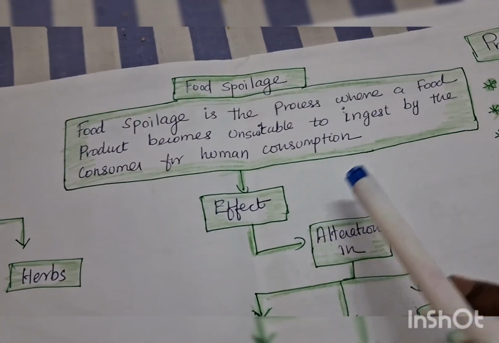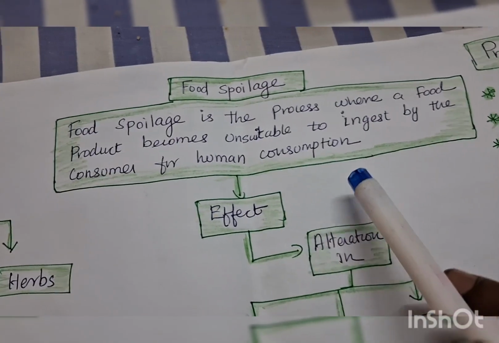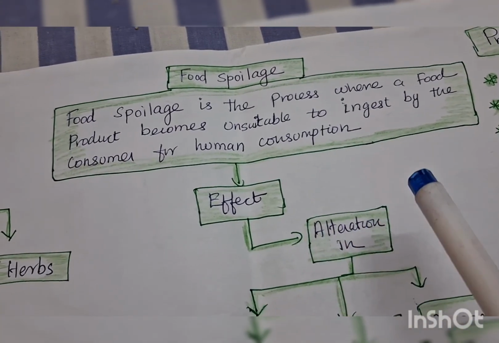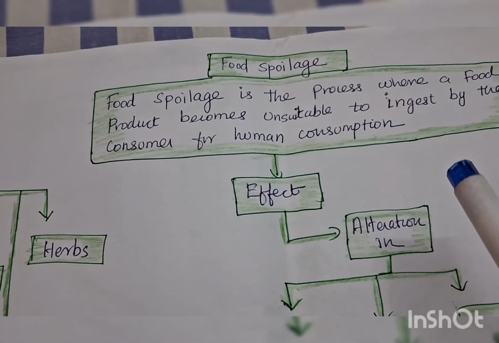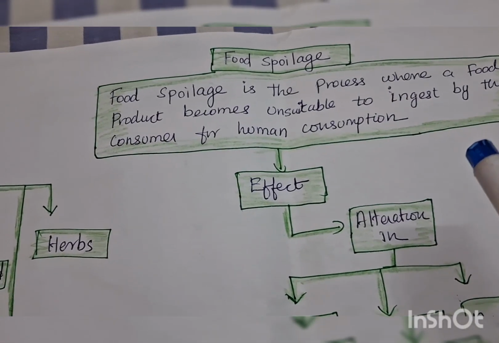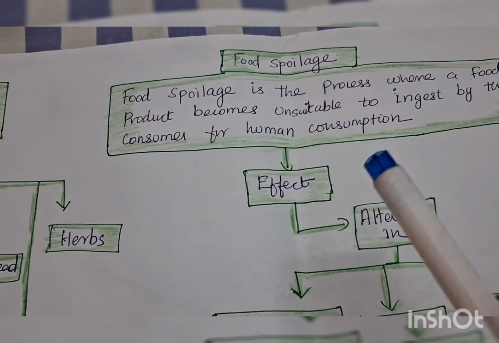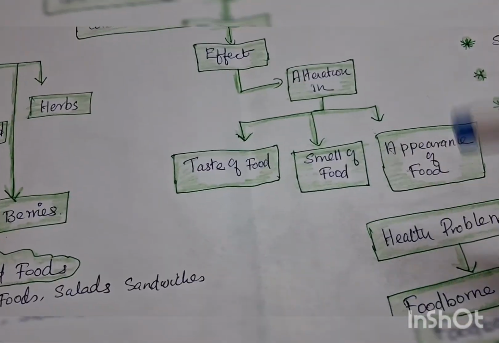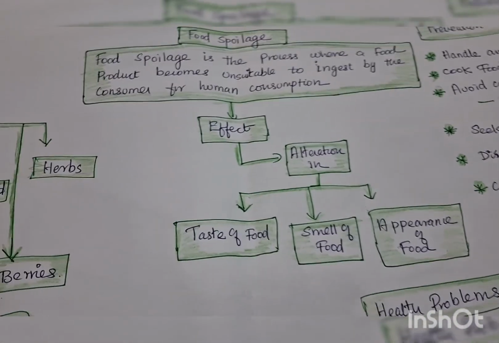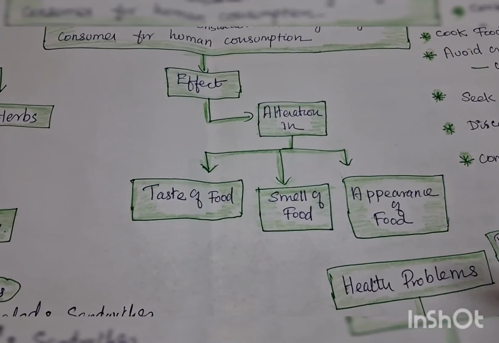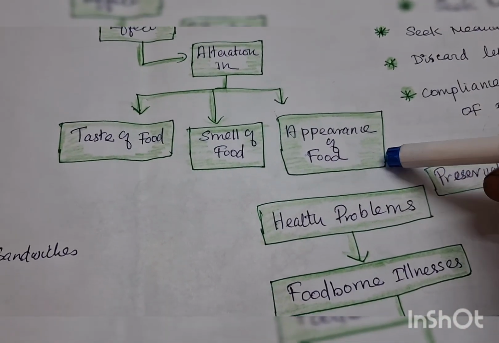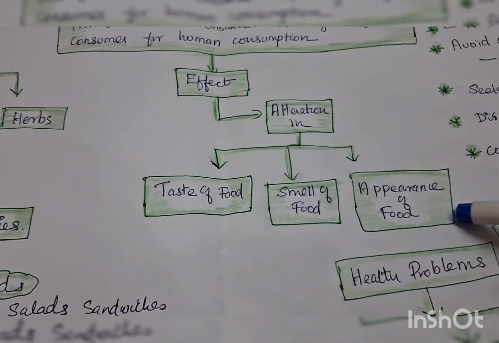Food spoilage is a process where the food product becomes unsuitable to ingest by the consumer for human consumption. Even if you give it to an animal, it will also die. So it is getting spoiled. How do you know the food is spoiled? The taste may be altered, the color will be changing, the smell will change, and the appearance of the food will be changing. Are you understanding?